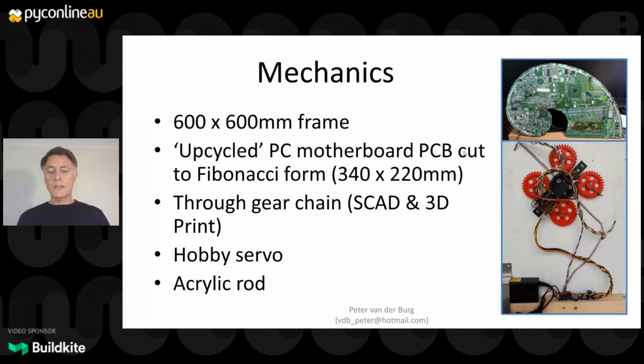So contextually, the mechanical construction. The whole frame is 600 by 600. I used a PC motherboard PCB as Fibonacci forms. So there are 4 of those. They're connected through an axle to a gear on the other side, 3D printed. That's connected to a hobby servo, and so that's the mechanical part of it done. And for the lighting that I've got around the edges, I used acrylic rod as a diffuser.